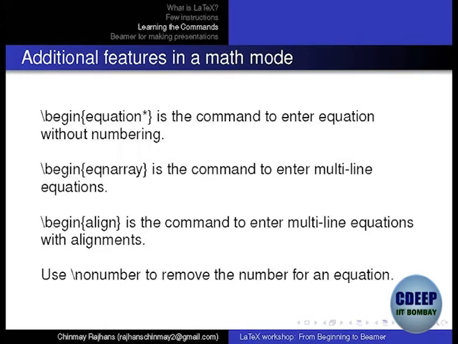Those of you who have used begin equation, end equation, you would have seen an equation number appear on the right hand side. One way to remove this equation number is to use a star. So when you are using the command, you just use begin equation star, end equation star. If you put the star, the equation number will disappear only for that particular equation.